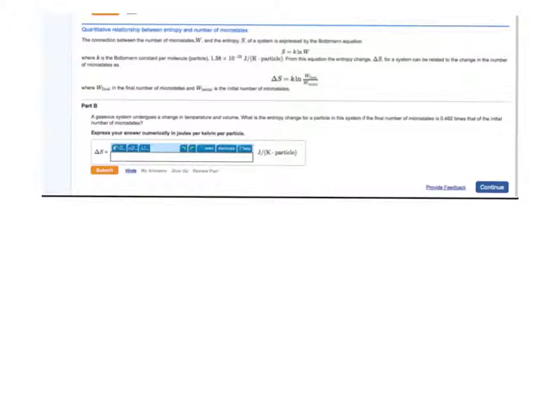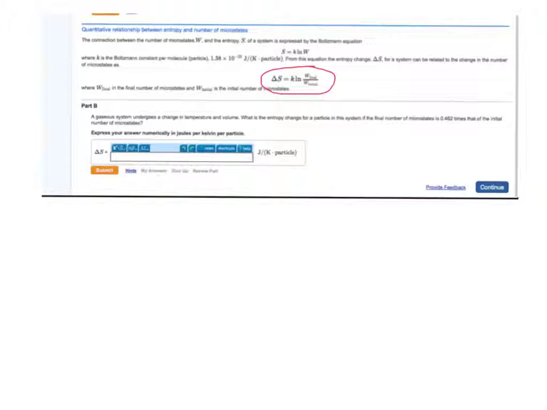In this question, we're asked to find the entropy change for a particle in a system if the final number of microstates is 0.462 times that of the initial number of microstates. So this is actually a pretty simple problem since we're given the equation that we need to use. We're given that delta S is equal to k ln(W final over W initial), where W is the number of microstates.